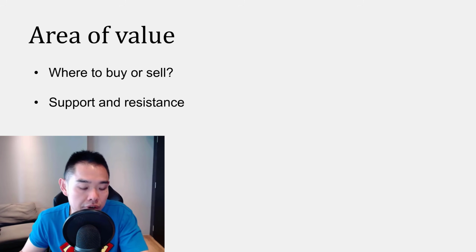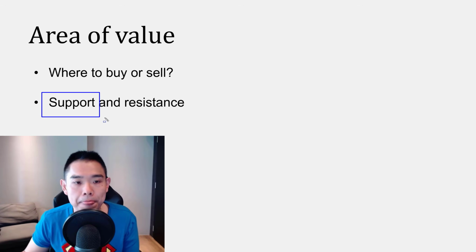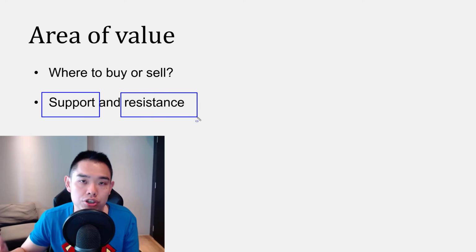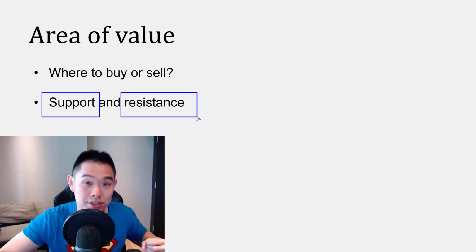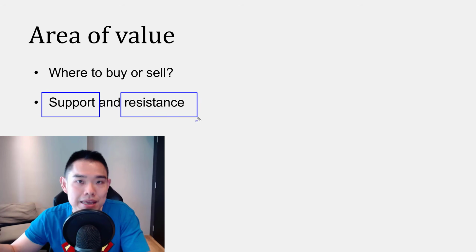So earlier we spoke about it, right? Support, if you recall, is an area on your chart where buying pressure could, the keyword here is could, not definitely, but could step in to push the price higher. And resistance is an area on the chart where selling pressure could step in to push the price lower. So there's no guarantee the price will reverse at support. There's no guarantee the price will reverse at resistance. It's only could, maybe, might.